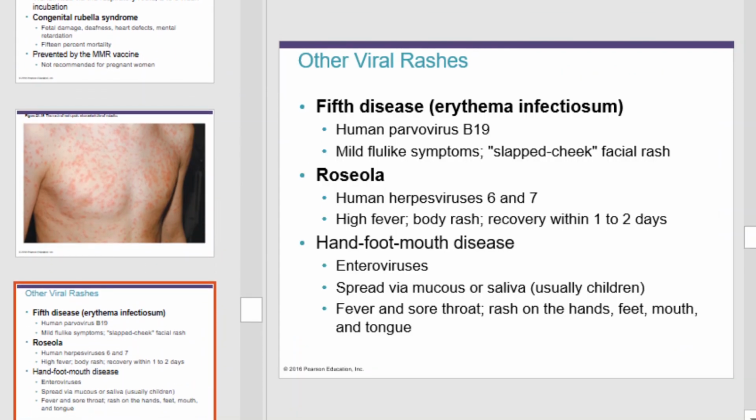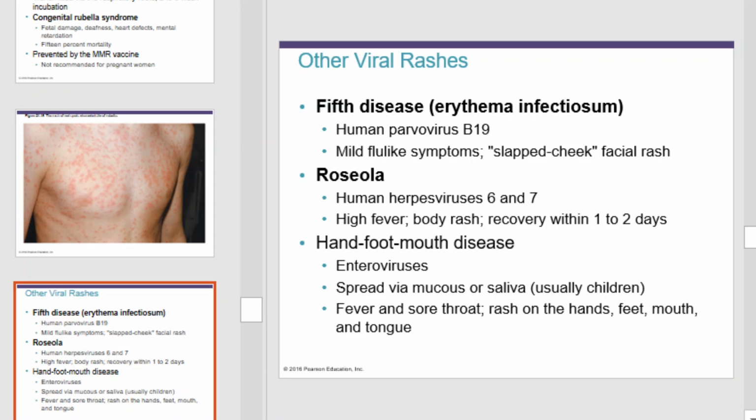Other viral rashes include fifth disease, which was named fifth disease because of the skin diseases described at the time of its discovery. It was the fifth one. Fifth disease includes human parvovirus B19, which creates mild flu-like symptoms that give a patient the appearance of a slapped cheek facial rash. Roseola is human herpes virus 6 and 7, and it causes high fever and body rash and can be dealt with and recovered from in 1 to 2 days.